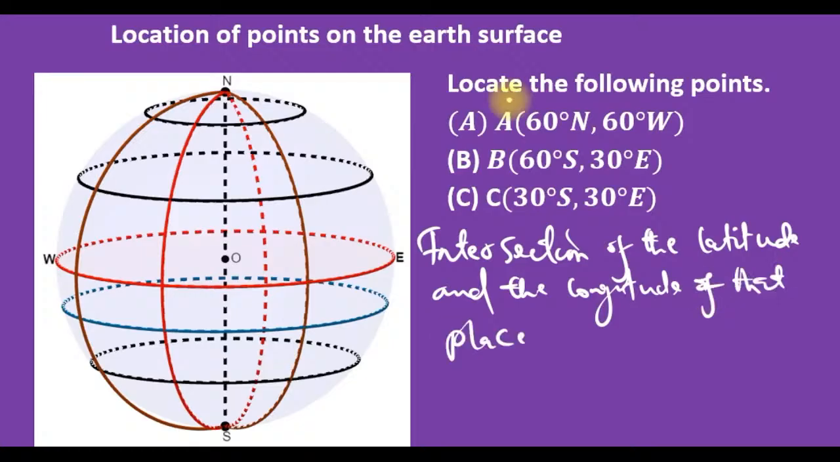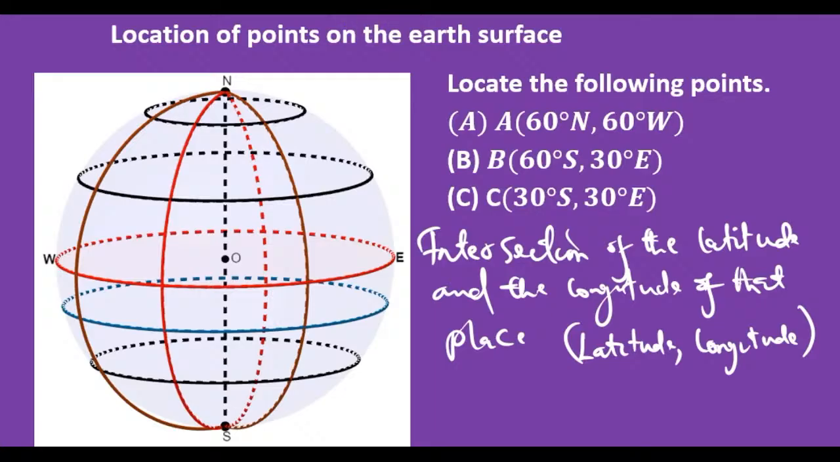Mind you, when we locate a point, it is always written latitude followed by longitude. So the first coordinate is the latitude, while the second one is the longitude. Whatever you see here must be either north or south, while whatever you see here is either east or west. So let's now locate these points.